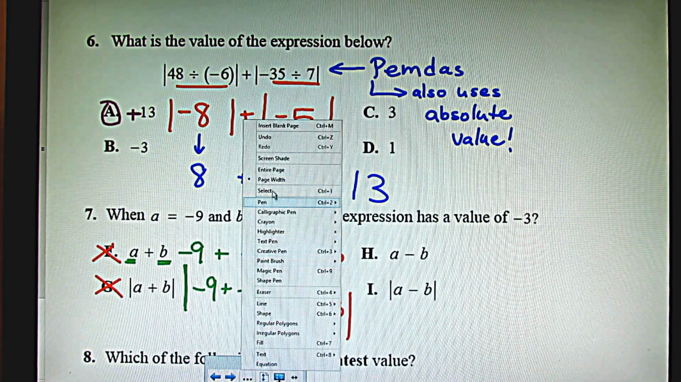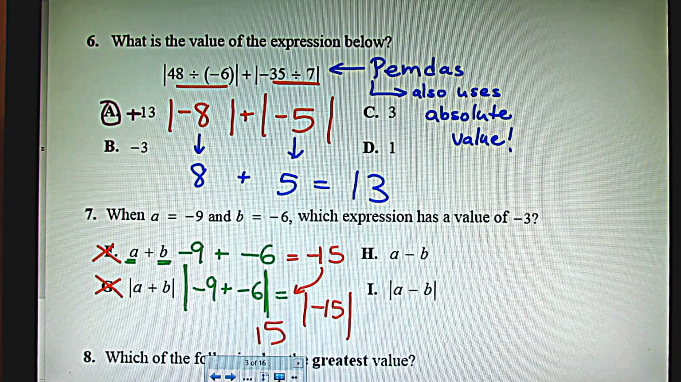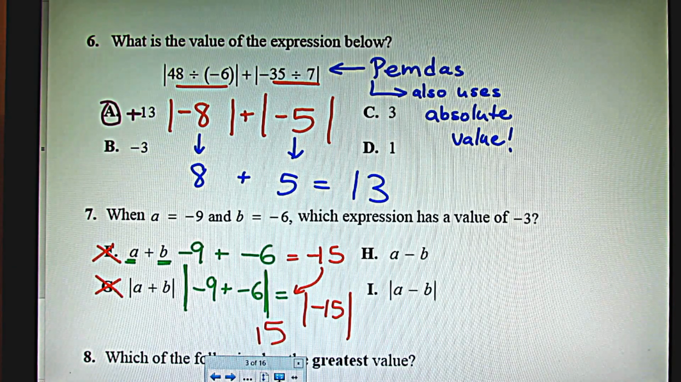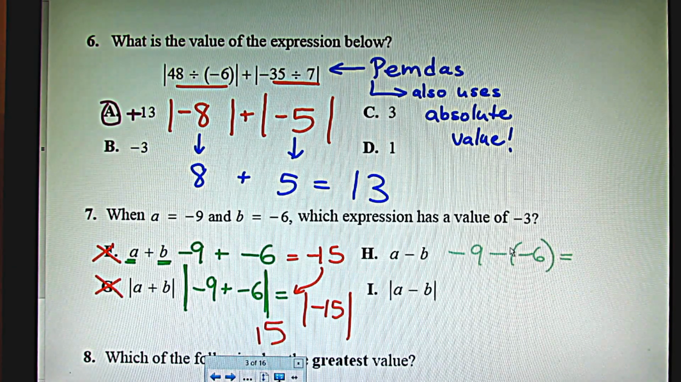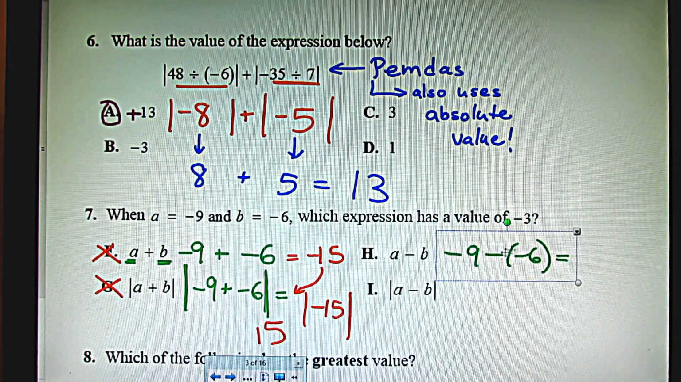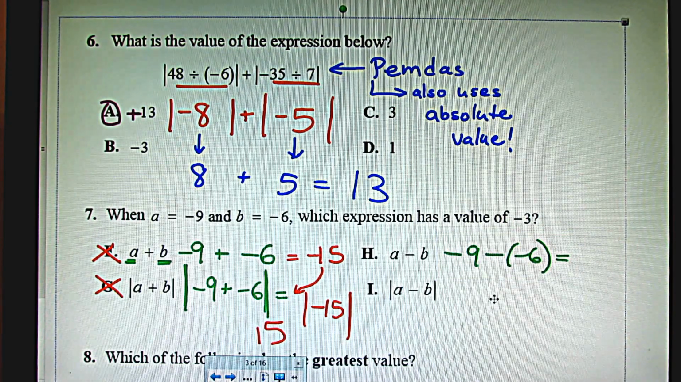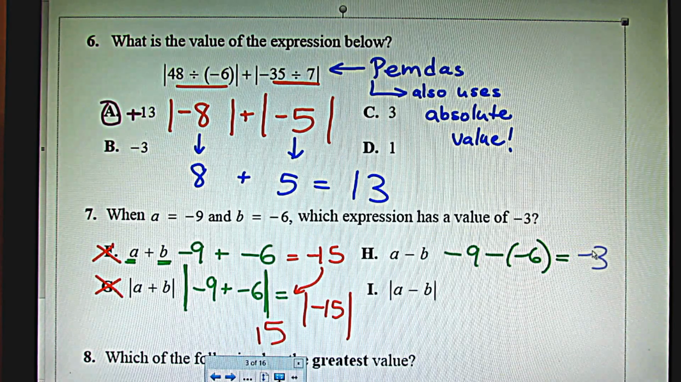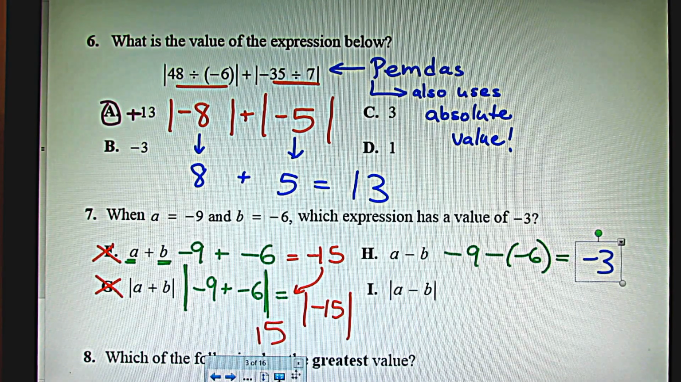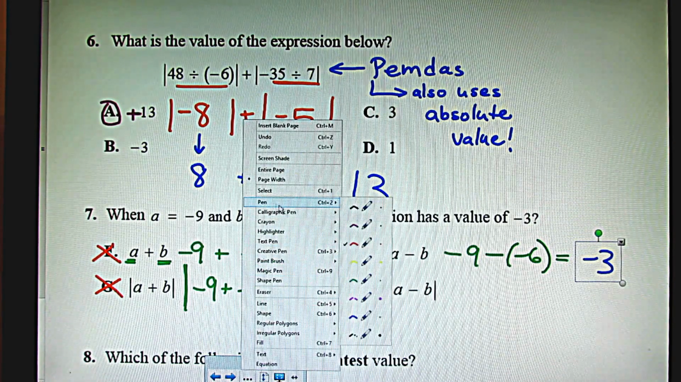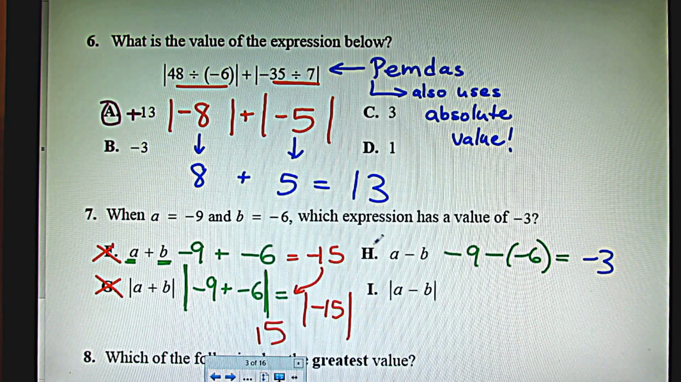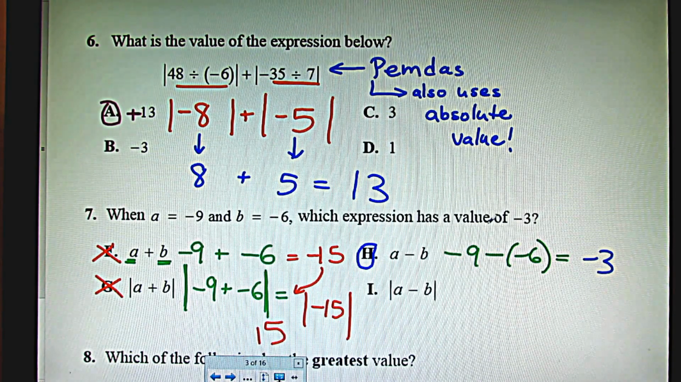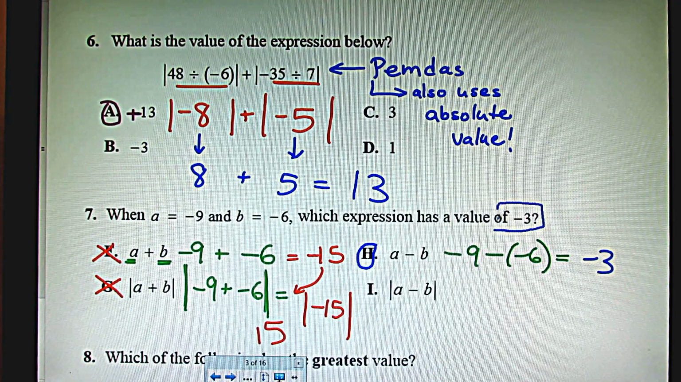Now I'm going to go into the third one. A minus B, negative 9 minus negative 6. Notice the double negatives, so I use parentheses. In my calculator, I do that, and that will get me negative 3, which is what I was looking for. So my final answer for number 7 is choice H. Negative 9 minus negative 6 is negative 3, which is what I was looking for.